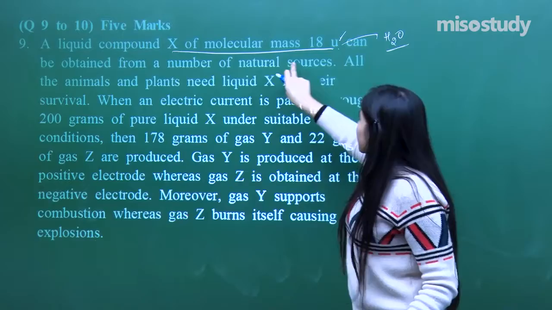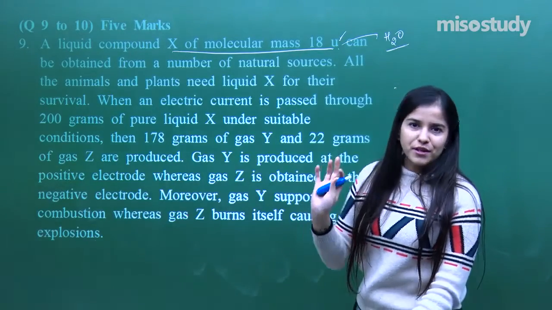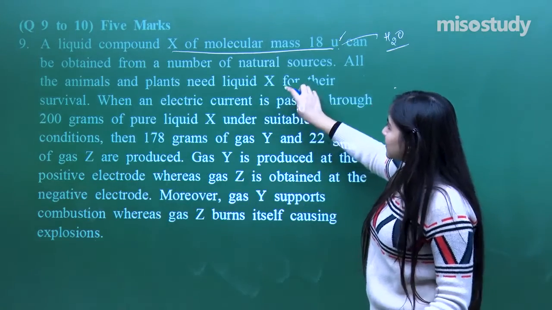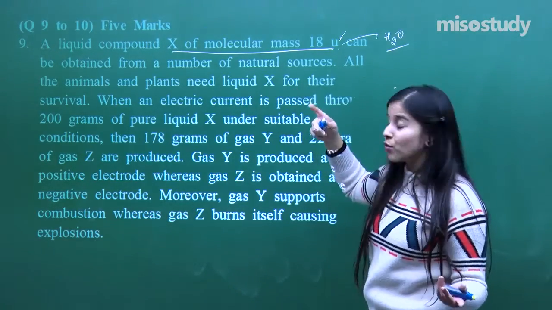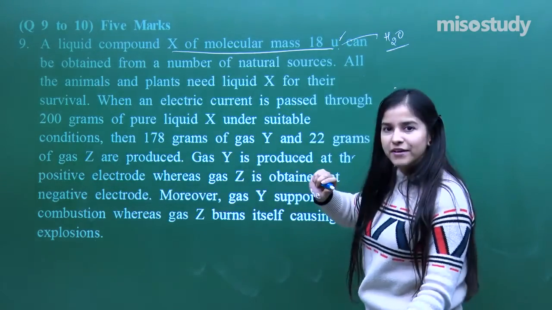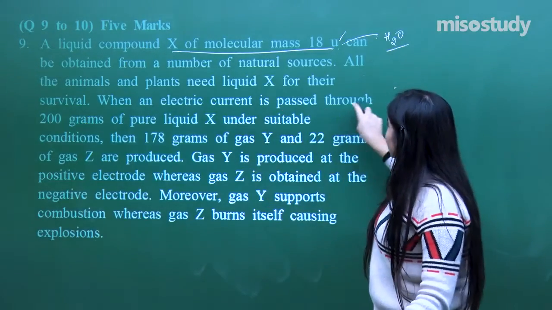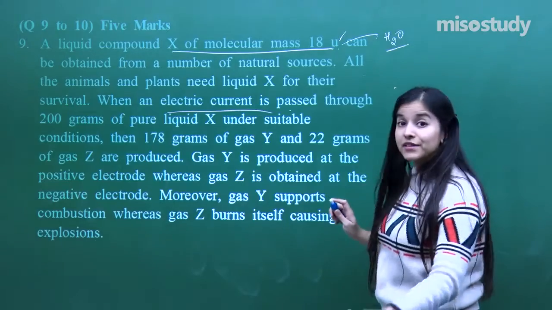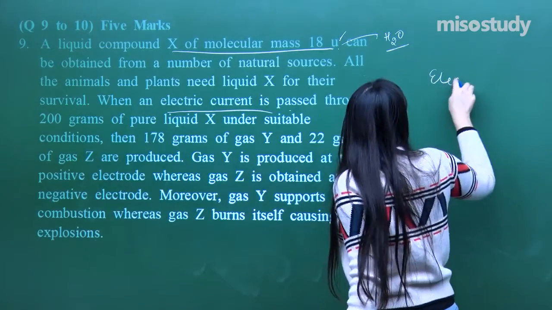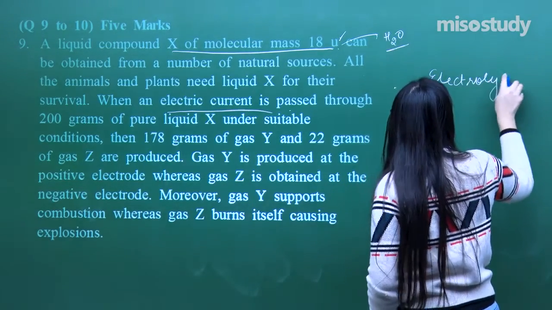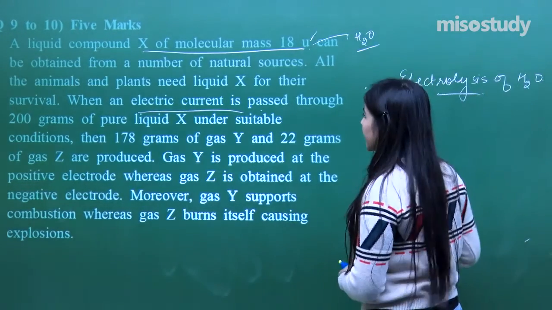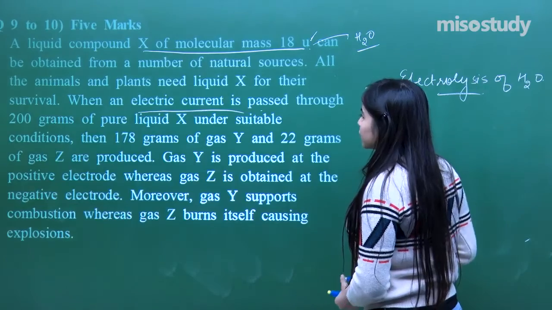Can be obtained from a number of natural resources. Water can be obtained from a number of natural resources. It is confirmed. All the animals and plants need liquid X. Yes, water. We need water for our survival. When an electric current is passed through this liquid X, that means electrolysis of water. So they are passing the electric current under suitable conditions.